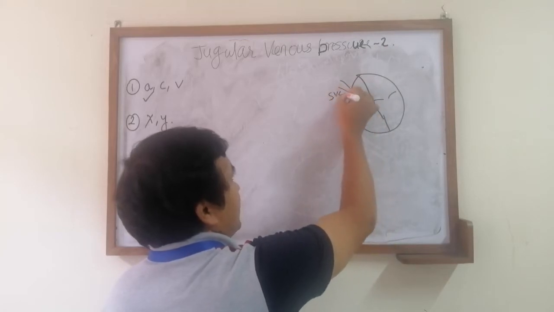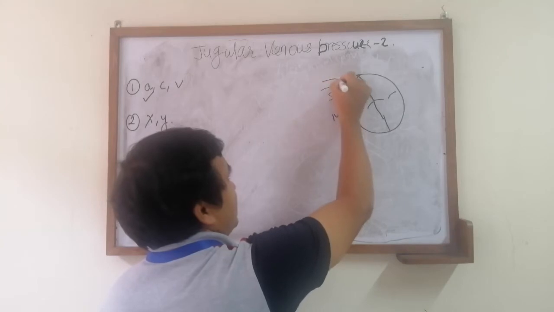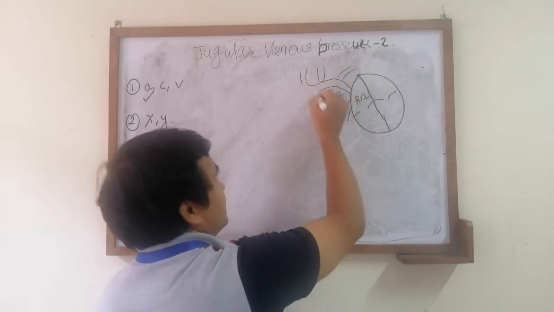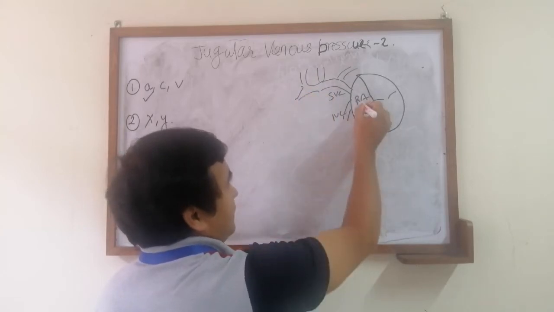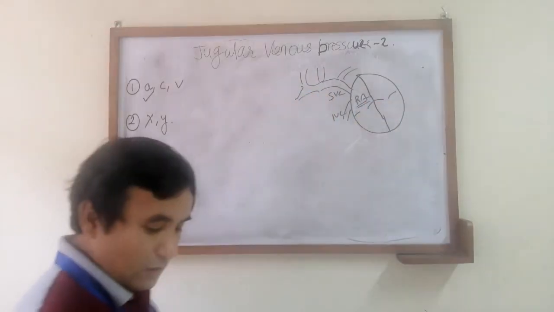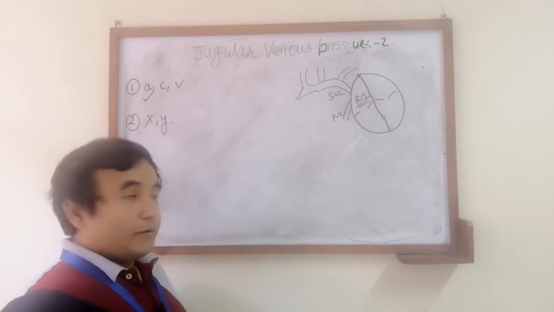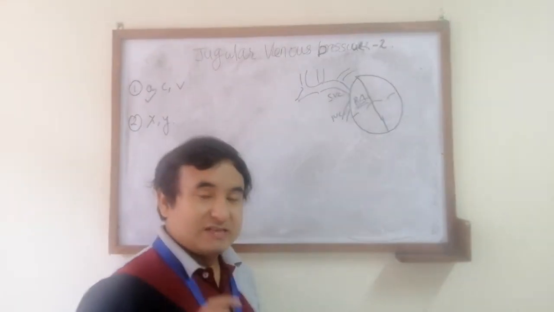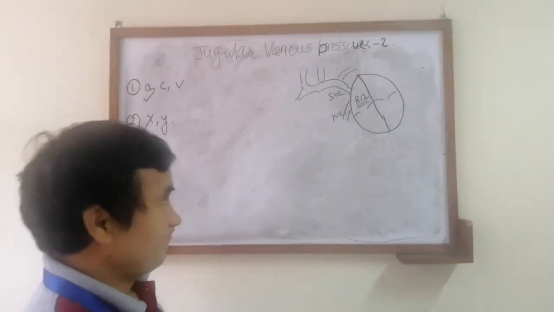This is the superior vena cava, this is the inferior vena cava, this is the right brachiocephalic, this is the left brachiocephalic, this is the internal jugular, this is the external jugular, then the subclavian vein. So the right atrium. The mechanism of A wave formation is right atrial contraction.